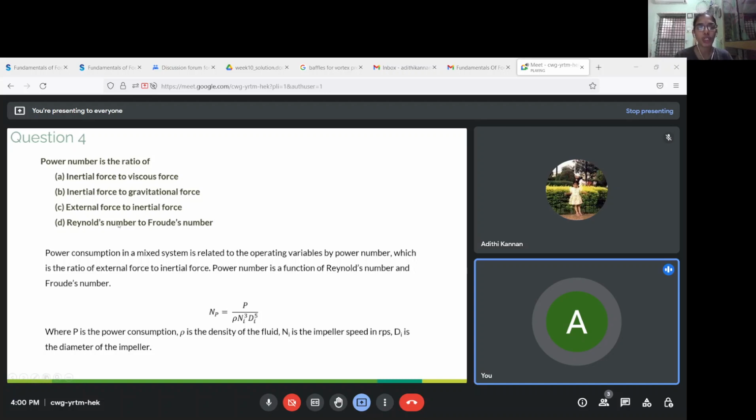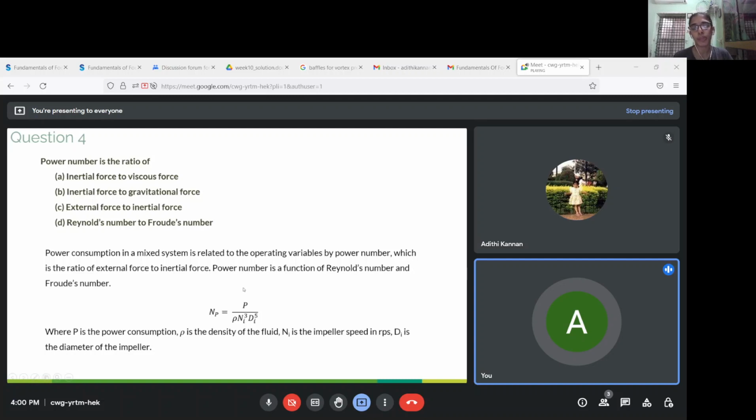So the relation between your power consumption and your operating variables is given by the power number. Power number is the ratio of external force to the inertial force. It's not the ratio of Reynolds number to Froude's number, but it is dependent on the Reynolds number and Froude's number. That is, you can say that power number is a function of Reynolds number and Froude's number. Reynolds number is inertial force to viscous force. Froude's number is inertial force to gravitational force.